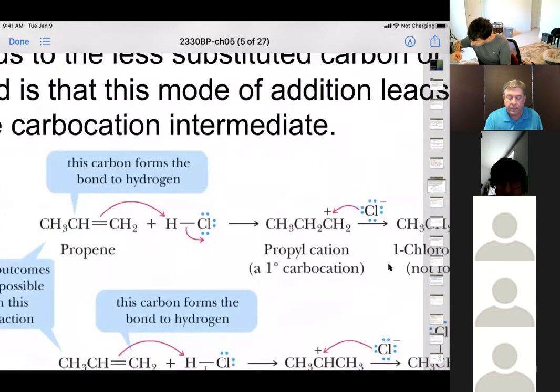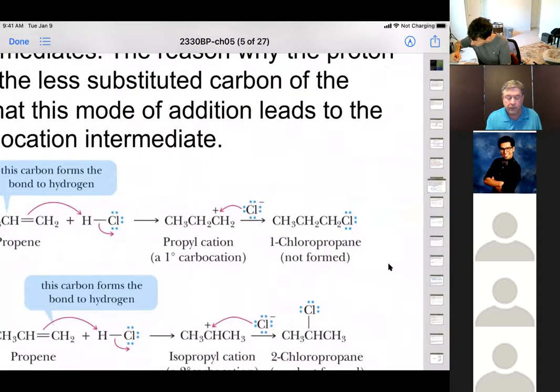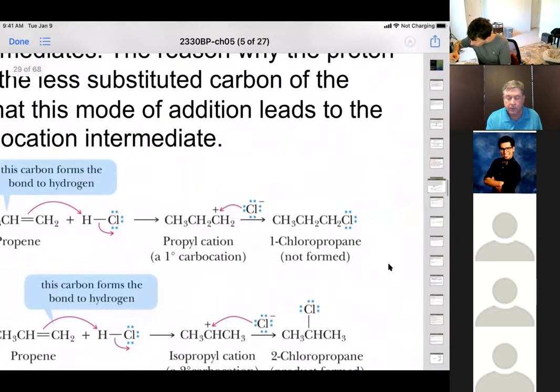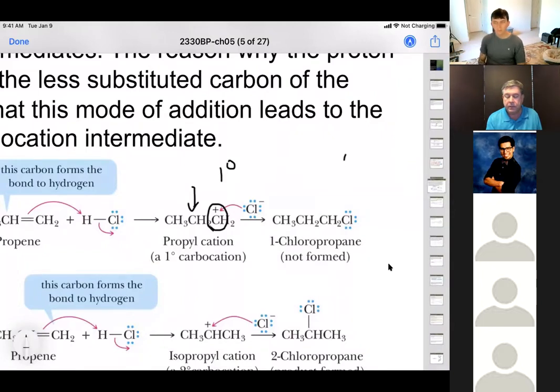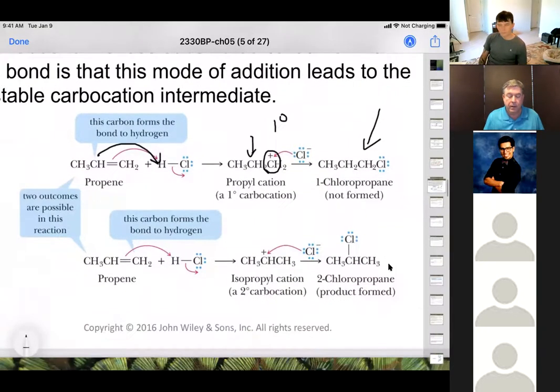So if we just had it reach out from the middle and put that hydrogen on the middle carbon here, that puts the positive charge on the end carbon. That would be a primary carbocation, and that would yield this product here. That's just if the hydrogen bonded to the central, more substituted carbon of the alkene. What if instead the outer carbon was the one that the hydrogen formed the sigma bond with?